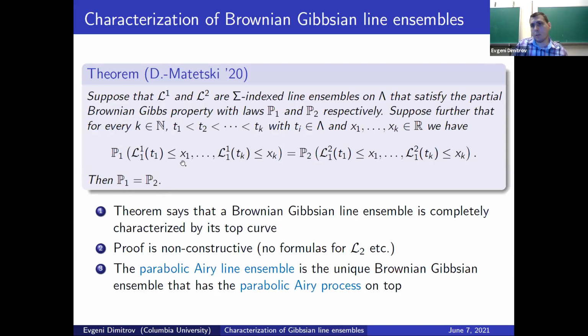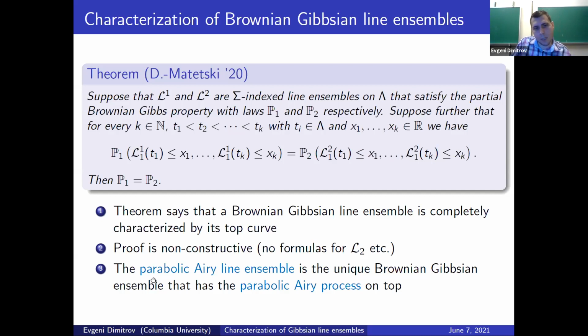Now I won't be going into the proof, but I'll mention that the proof is non-constructive, meaning that even if you have a Gibbsian line ensemble, you have nice formulas for the top curve distribution and you give them to me, I can tell you there is a unique possible law that the second curve of this ensemble can take, but I cannot give you back any nice formulas for the second curve. So in this sense, the proof is kind of a uniqueness proof rather than a constructive one.